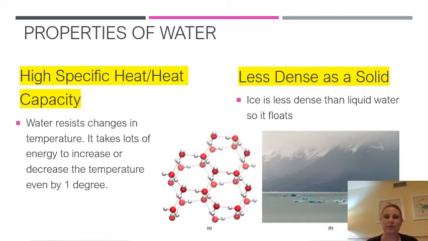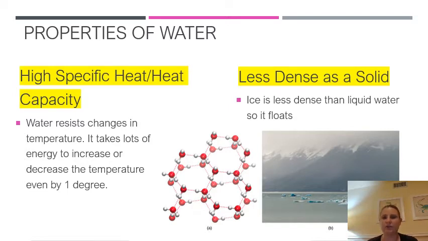Our next two properties of water, we have high specific heat, which is also high heat capacity. And then we have less dense as a solid. But high heat capacity or high specific heat means that water resists changes in temperature. It takes a lot of energy to change the temperature.